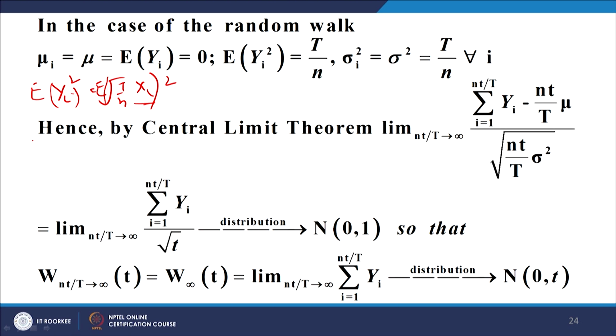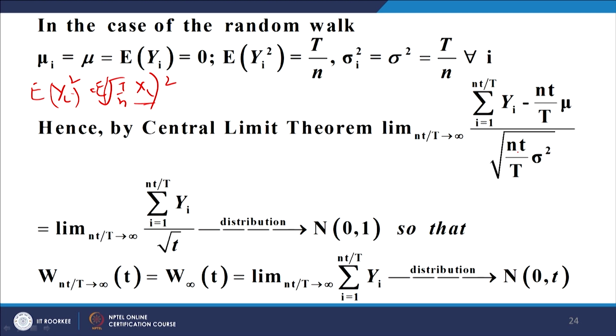E of xi square we have already discussed, it is 1. So, E of yi square is equal to t upon n. Therefore, the variance of yi is also t upon n, and this holds for each and every yi because they are identically distributed. Hence, by the central limit theorem, what do we get? Summation of yi minus mean, which in our case is 0, and under root n t upon T, because the number of steps is n t upon T.